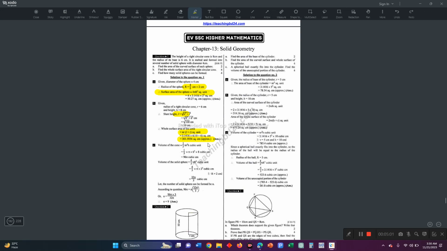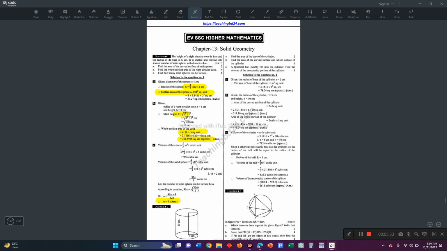All these values are given. So the value came for this question, that is 96 pi cubic centimeter, and the volume of a solid sphere is equal to 4 by 3 pi r cube. For this question, the volume of the solid sphere has come 32 pi by 3. Now we can write that 96 pi is equal to n into 32 pi by 3. So the value of n, that is the number of solid spheres, is equal to 9.